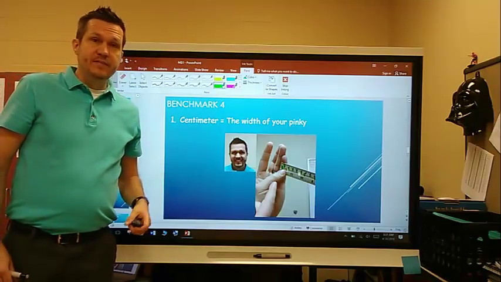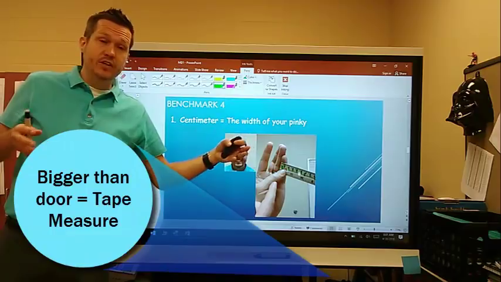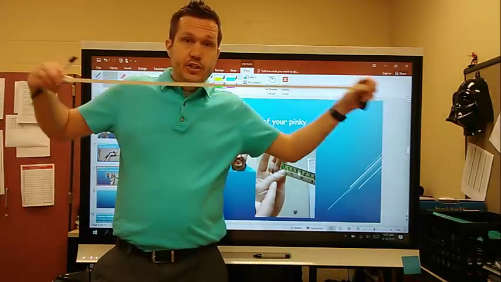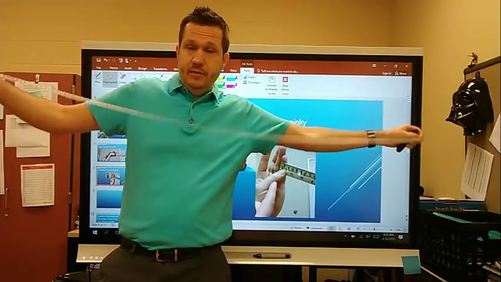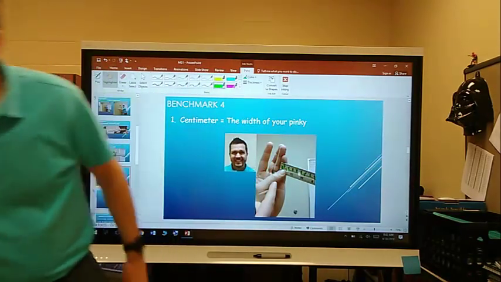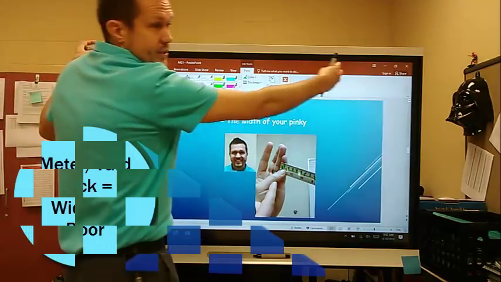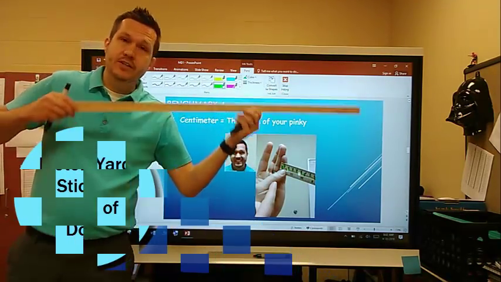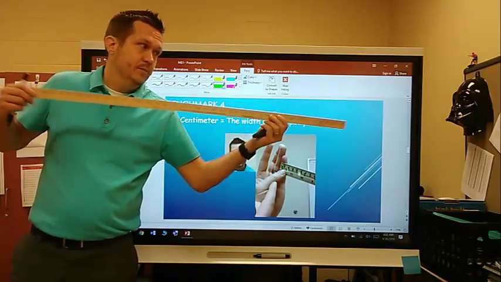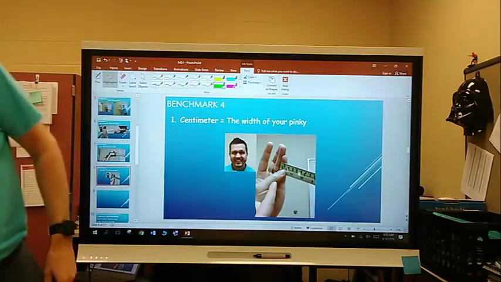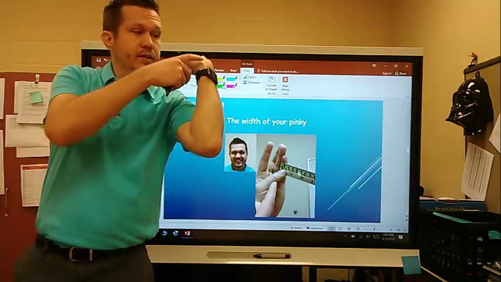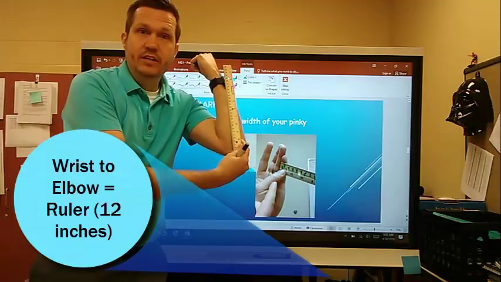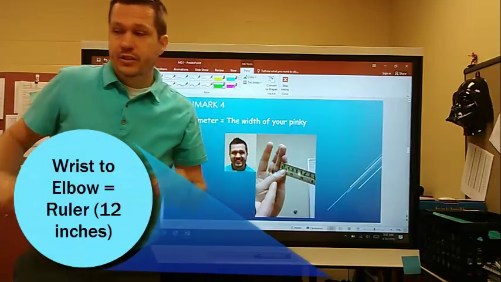If you're measuring something that is bigger than the width of your classroom door, make sure you use a tape measure. So think about a tape measure. If you're measuring something that is about the width of your classroom door or close, then you're going to want to use a yardstick or a meter stick, okay? About the width of your door. If you're measuring something that is about the distance from your wrist to your elbow, you're going to want to use a ruler that has 12 inches. That's going to give you a good measuring device.